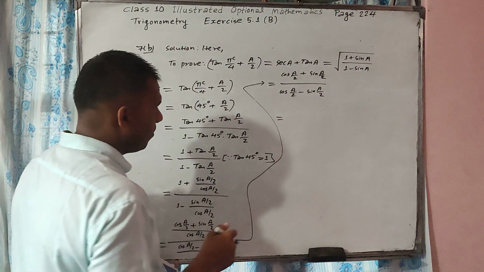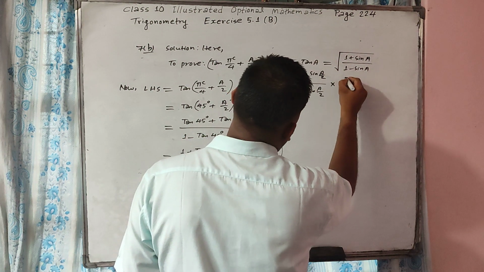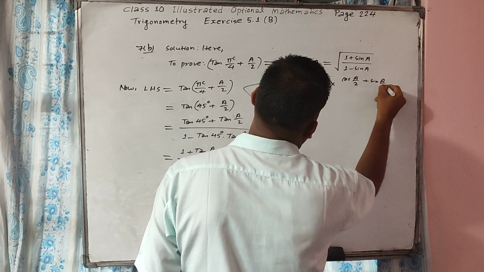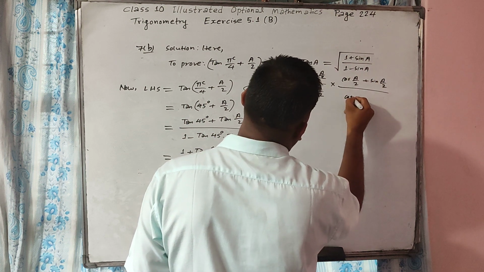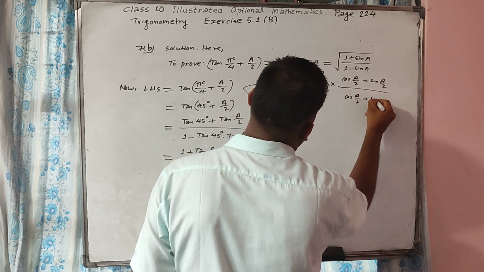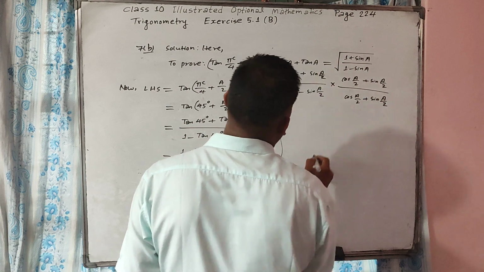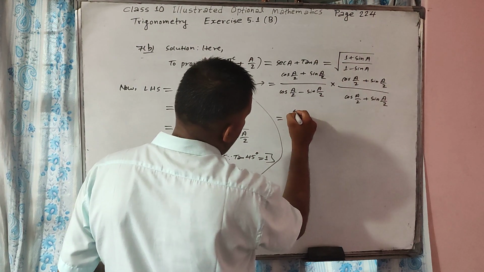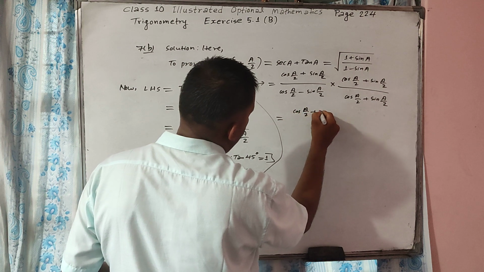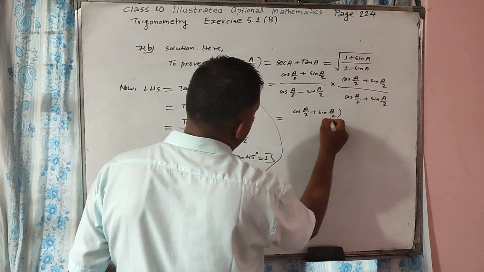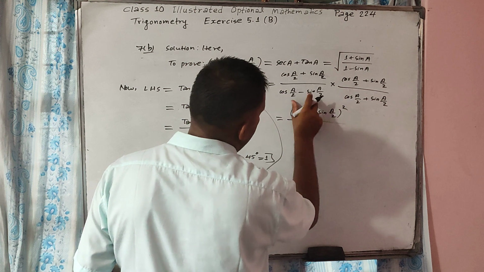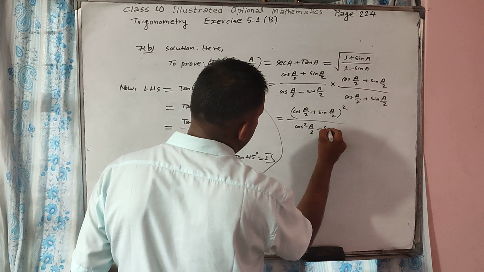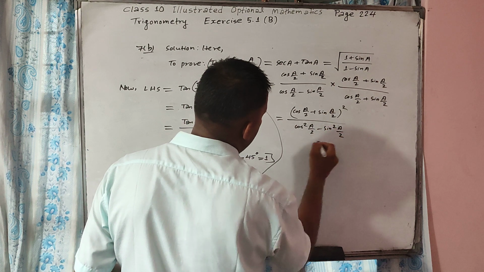This, multiplying by conjugate of denominator, cos(a/2) plus sin(a/2) all upon cos(a/2) plus sin(a/2). So (cos(a/2) plus sin(a/2)) whole squared all upon, using (a minus b)(a plus b) equal to a² minus b², cos²(a/2) minus sin²(a/2).